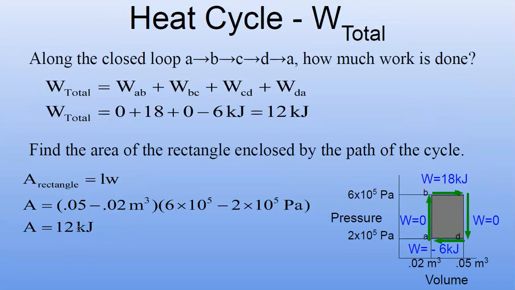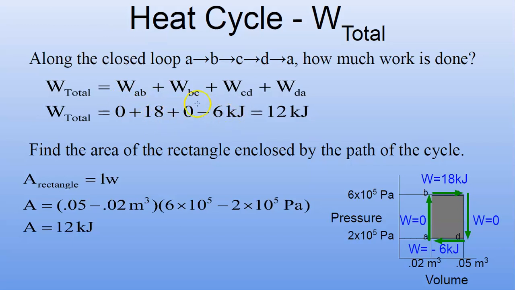Let me just show you some stuff here. How much total work did we get out of one cycle here? Now, we're going to run this thing over and over again, but when you add up all the works, I didn't get anything on the isochoric process. I got 18 kilojoules out of that top isobaric process.